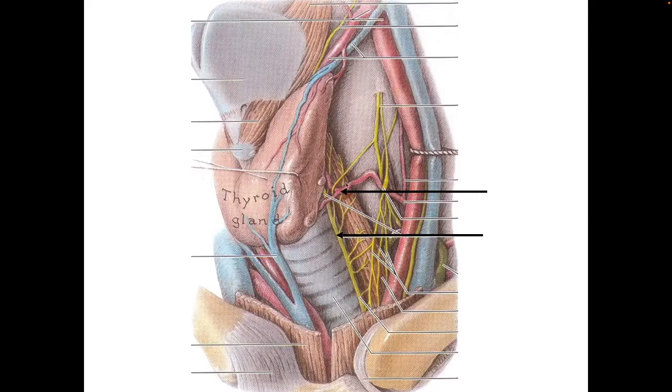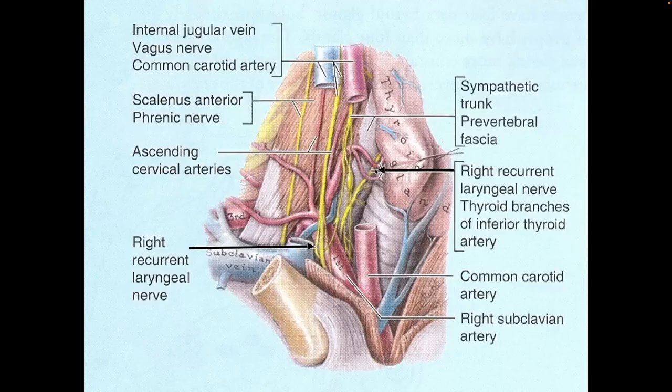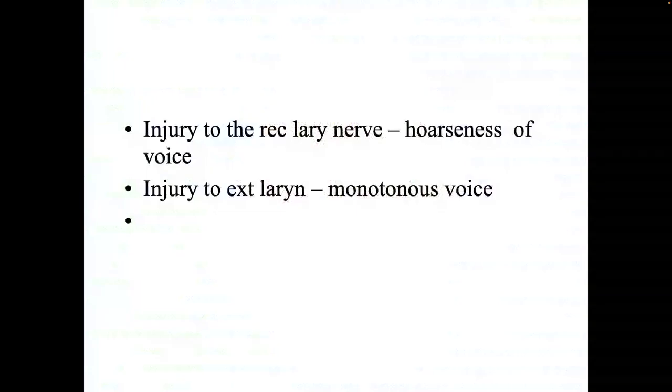This is to show you the relation between the artery and the nerve at the lower pole. By seeing so many pictures, I think it will remain in your head and you will not forget this. It is asked everywhere: viva, MCQ, short note. See this. So injury to the recurrent laryngeal nerve will cause hoarseness of voice, and injury to the external laryngeal nerve will cause monotonous voice.